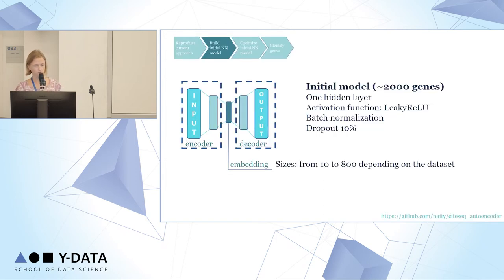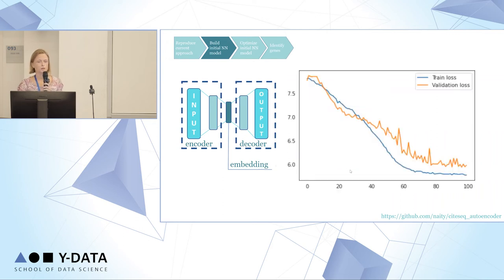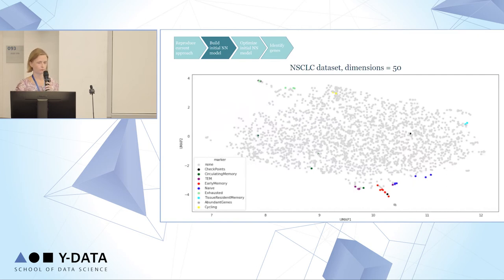So the first model was a simple autoencoder model with one hidden layer. Again, the main goal was to get this embedding, which is the low-dimensional representation of the input data. We tried several embedding sizes from 10 to 800, depending on the dataset. This is how the training looks. The blue line is the train loss, the orange line is the validation loss, and you see the model converges. And this is the result for the dataset with 50 dimensions, again plotted using UMAP.